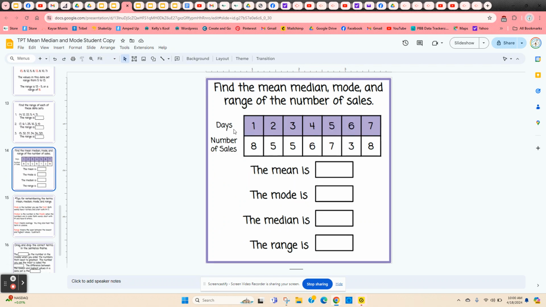Now students are given a data set here. So here's a set of data, the number of sales each day. So our data set is in white. Students are going to find the mean, the mode, the median, and the range of that set of data.